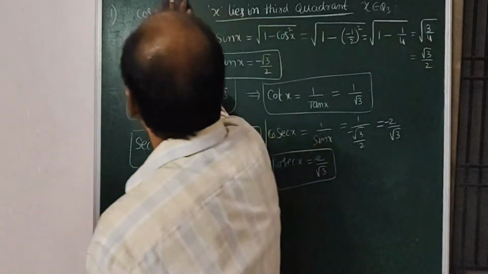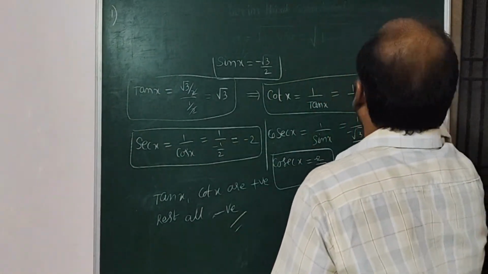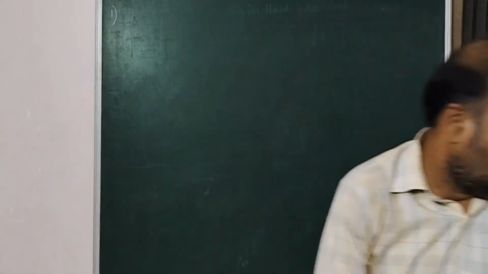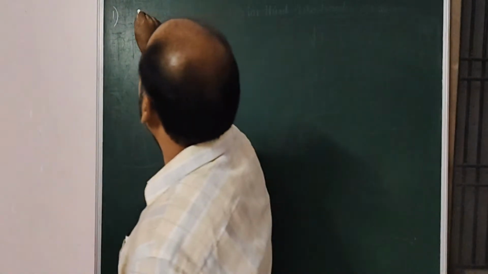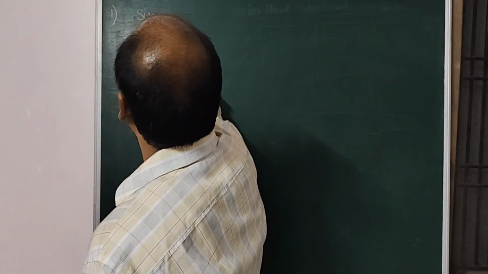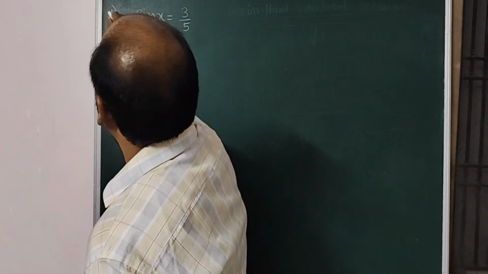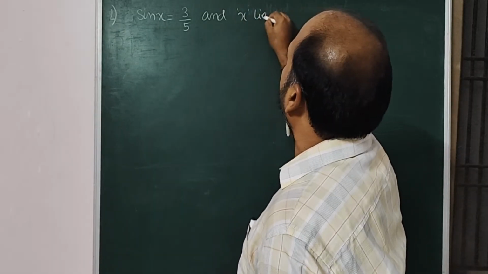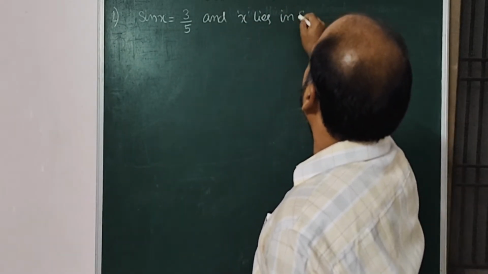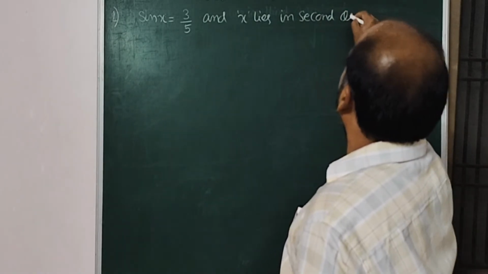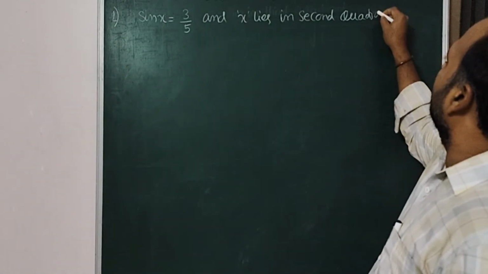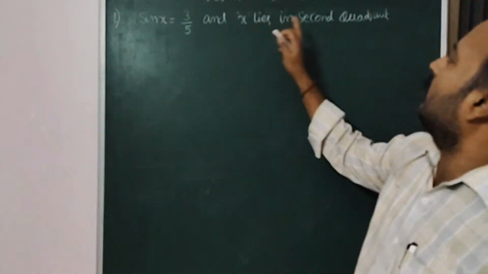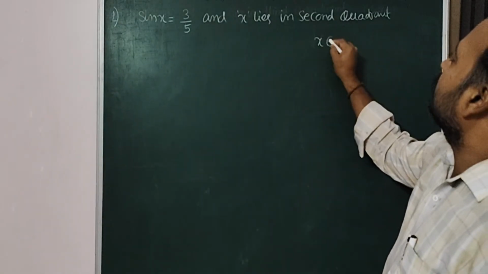Go to the next question. Sin x equal to 3 by 5 and x lies in the second quadrant. So based on the observation, dear students, sine is positive. X belongs to quadrant 2.